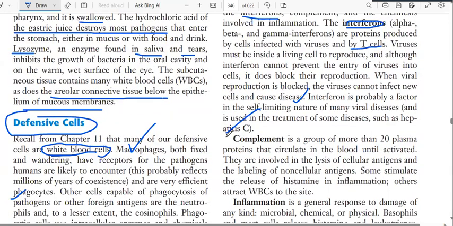Next we have complement, a group of more than 20 plasma proteins that circulate in the blood until activated. They are involved in the lysis of cellular antigens and the labeling of non-cellular antigens. Some stimulate the release of histamine and inflammation, others attract WBCs to the site. So basically, they are like 20 wandering plasma proteins. They are wandering in the body, walking around, and staying inactive until they are activated.